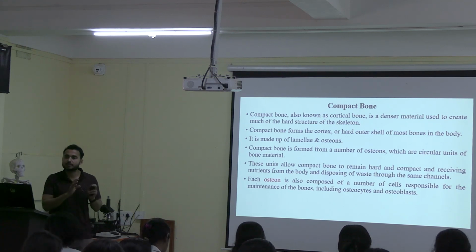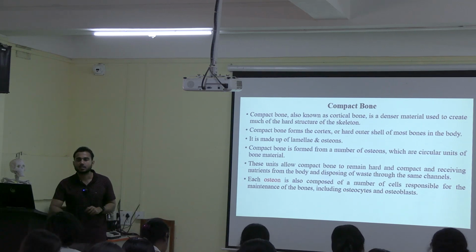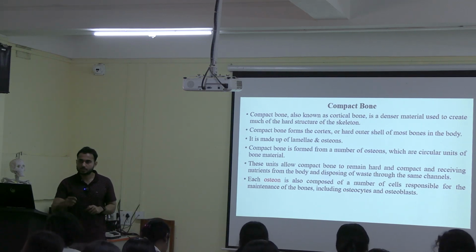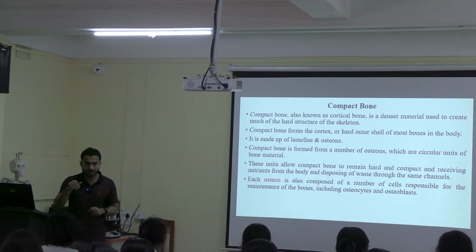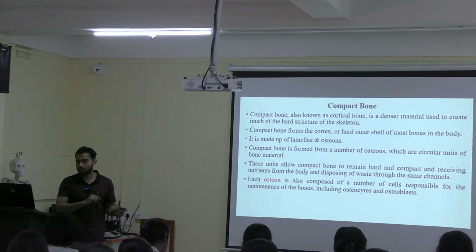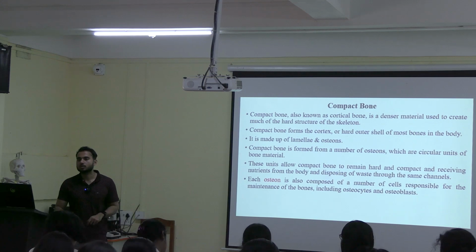Now this compact bone gives rise to the attachment of various muscles. You have studied muscle attachment. You have seen how the muscles insert into the bone. Whenever they are inserting into the bone, they are inserted into the compact bone, not into the spongy bone. The spongy bone is inside, so they can't go inside. So where will they attach? They will attach into the compact bone.